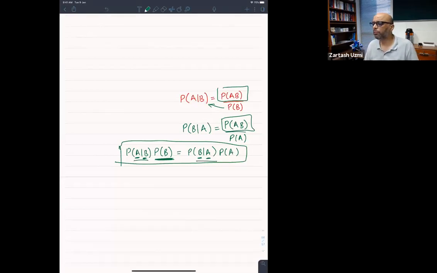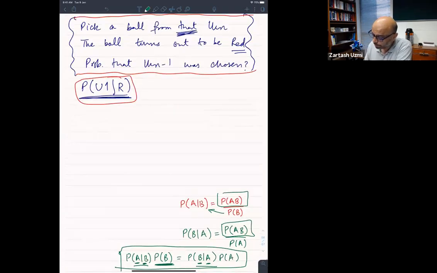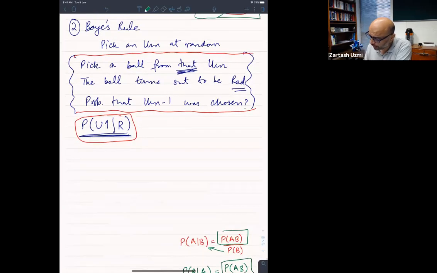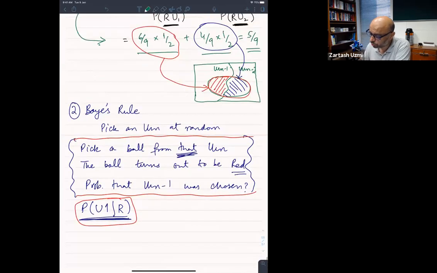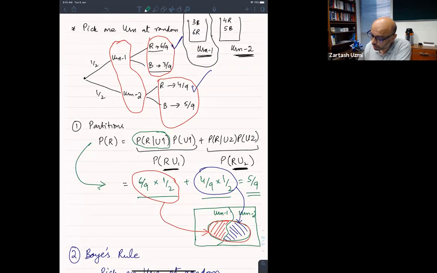Now, why do we do that? Where do we make use of this? We make use of this in Bayes theorem because probability of U1 given R, probability of urn 1 given R, we are asking, what is the probability of urn 1 given you have picked a red ball, which could be from here or from here. This is difficult to calculate. However, if I tell you that urn 1 was selected, then the probability of R becomes very easy. We already calculated that. Probability of R given U1 is easy to calculate.